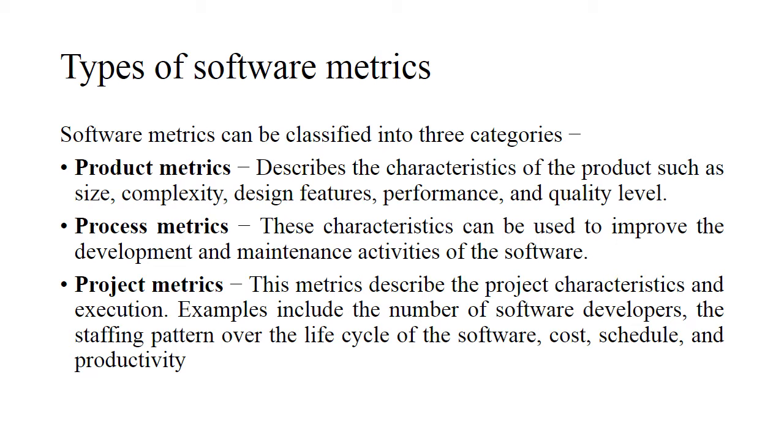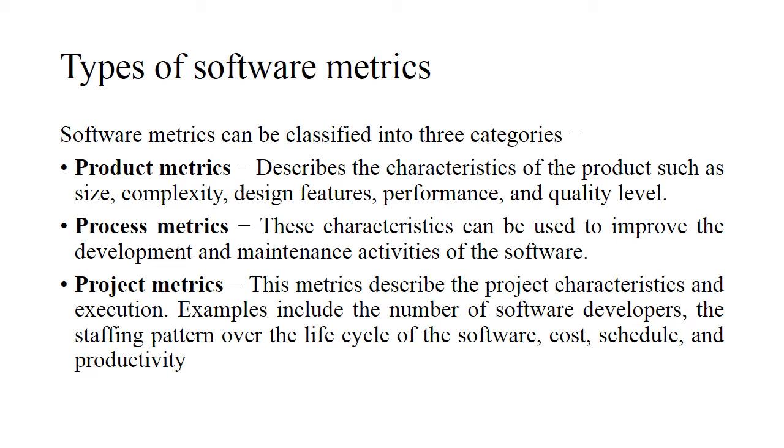Product metrics include the size of your project or its complexity, design features, performance, and quality level. You can easily differentiate product, process, and project. The product deals with the size of your software product, the complexity inside it, and the design features, performance, and quality level of your software product. This measurement comes under product metrics.